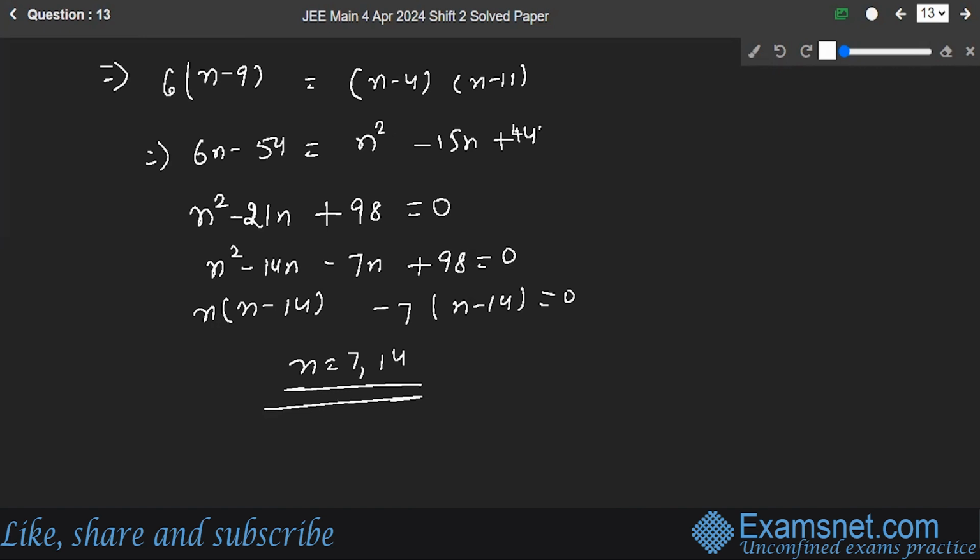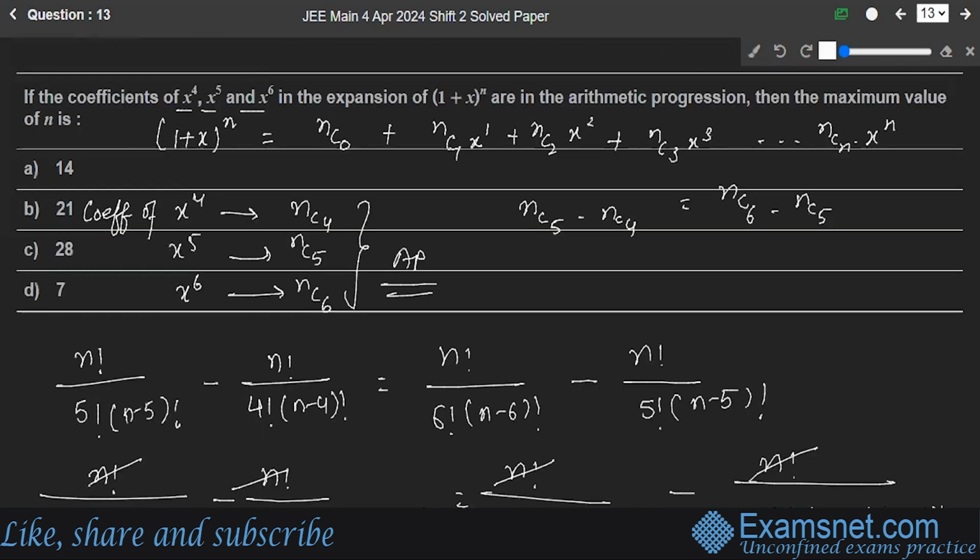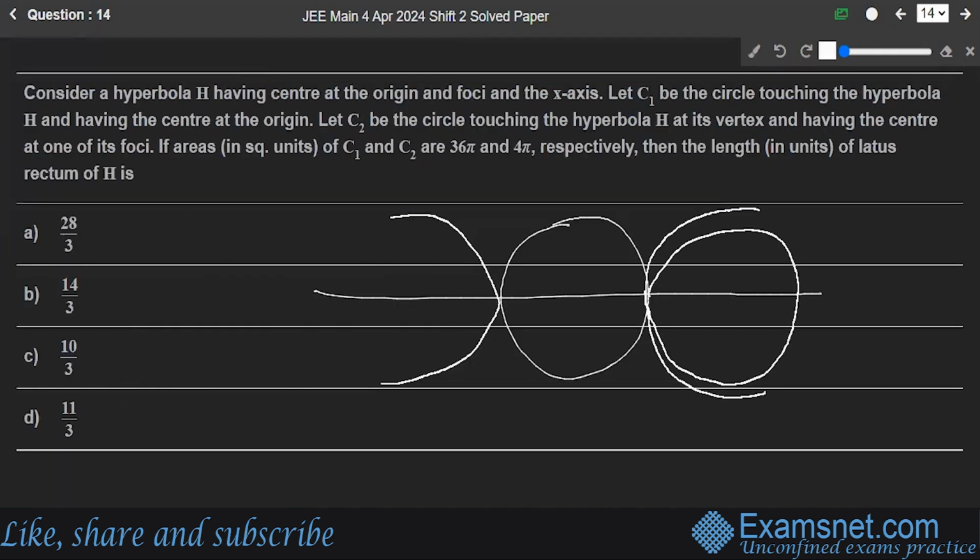So the maximum one is, of course, 14, and the minimum one is 7. Okay, so that's it. You wanted to find out the maximum value of n, that is equal to 14. So we have option A as the correct answer to the question. Hope you are clear with this. Let's move to the next question.